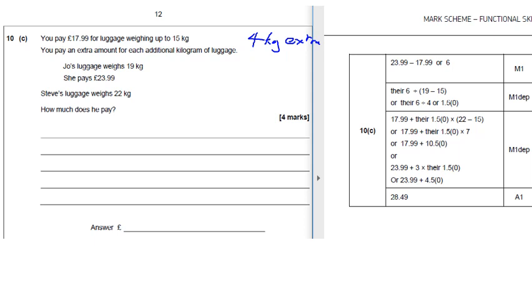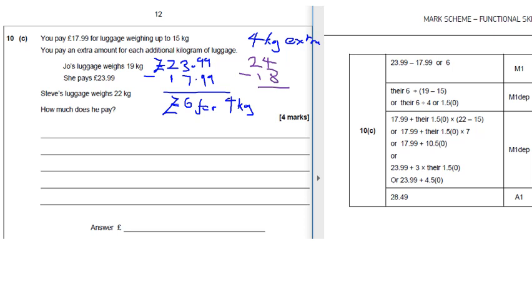She pays £23.99. It's so much easier if you rounded these up, but let's go. Steve's luggage weighs 22k. How much will he pay? So I'm seeing 23.99, take away the 17.99 equals £6 for 4 kg. Let's just check. 24 minus 18, yes, I can see that that's 6. It's just this 99. Always check your work. It didn't take me long.